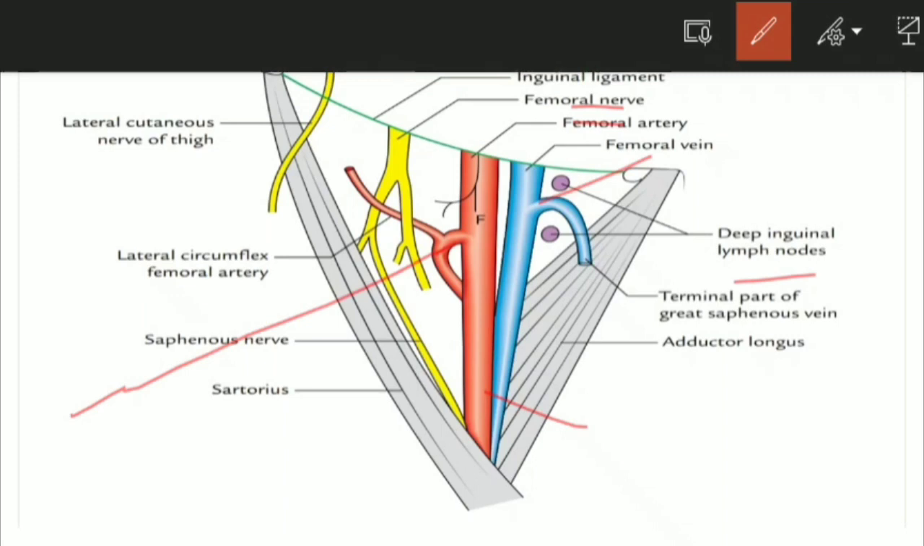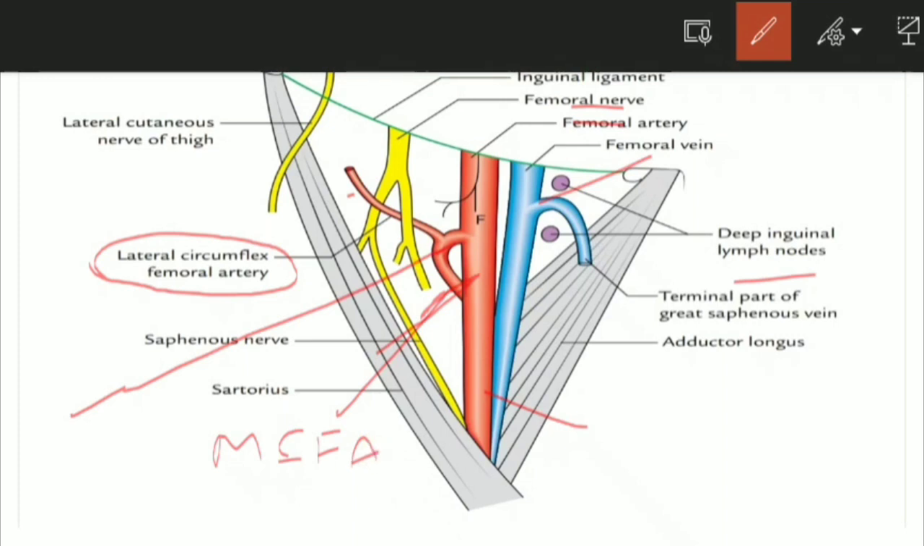One is the medial circumflex, this one. I will say this one is the medial circumflex femoral artery, and this one is the lateral circumflex femoral artery. Sorry, it has not been written in the diagram, but this one is the medial circumflex femoral artery. Okay, so what happens?